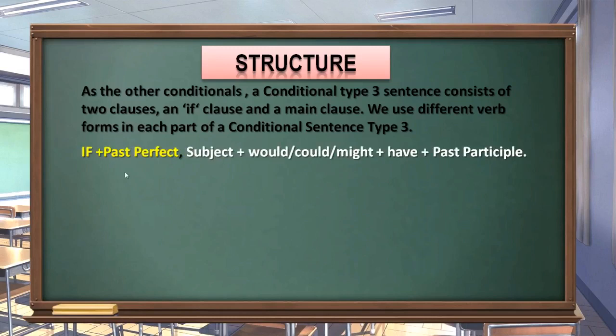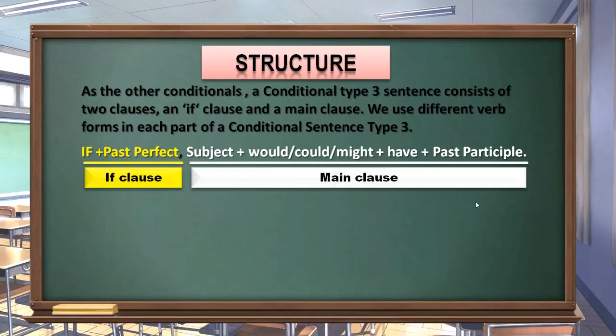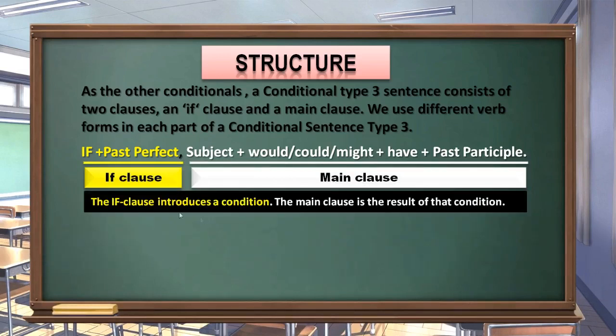So as you can see right here, this is the first clause in yellow. We begin with if plus the verb in the past perfect. And the second clause in white, we have the subject plus would or could or might plus have plus the verb in the past participle. So of course, the first clause is called the if clause, and the second one is the main clause. And you need to know something. The if clause introduces the condition. So this is the condition, and the main clause is the result of this condition. Okay?